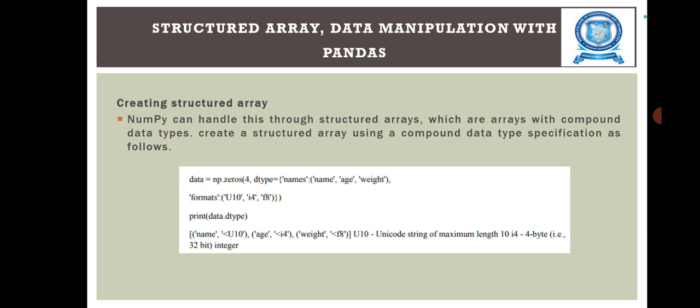It creates a structured array using a compound data type, specified as data equal to np.zeros of 4, comma, dtype name, age, weight. For name, you are going to specify the Unicode data type. I4 represents the integer. For weight, definitely you will get some decimal point, so for that purpose you are using floating point. If you use print of data.dtype, you will get the similar result.